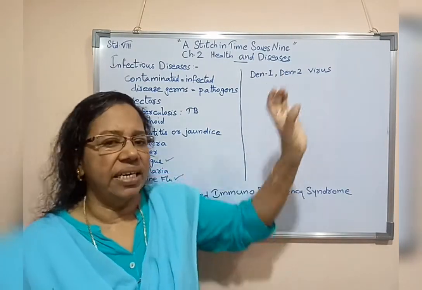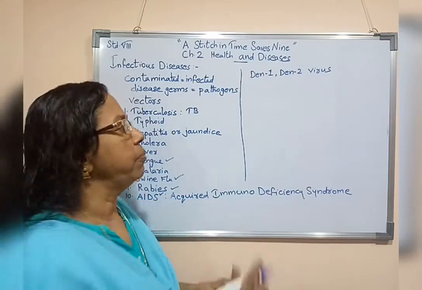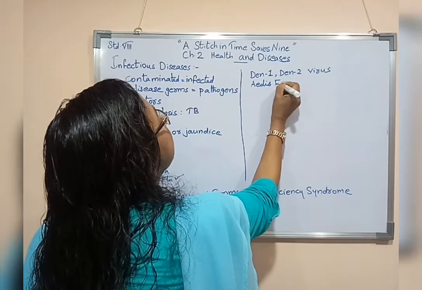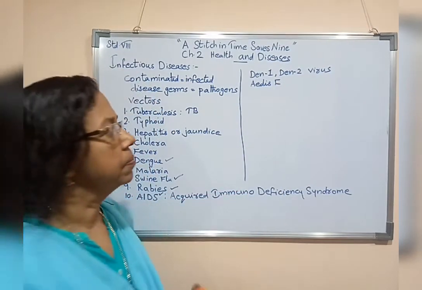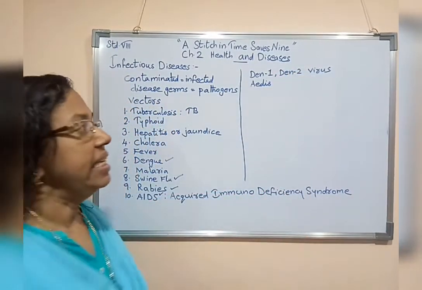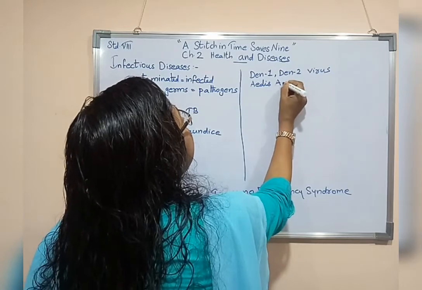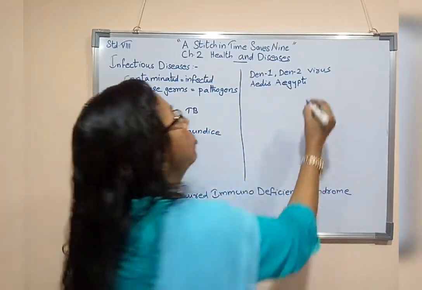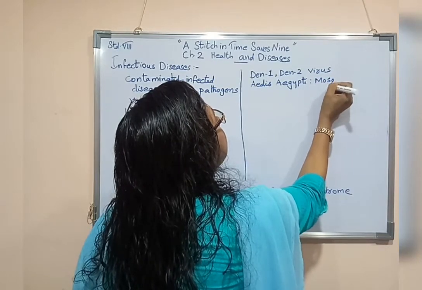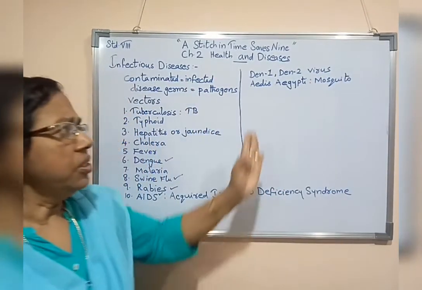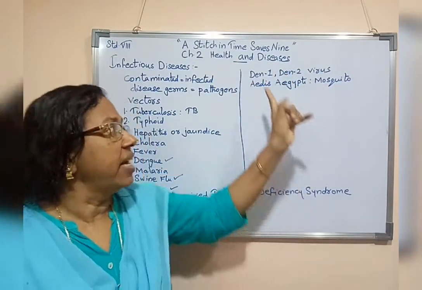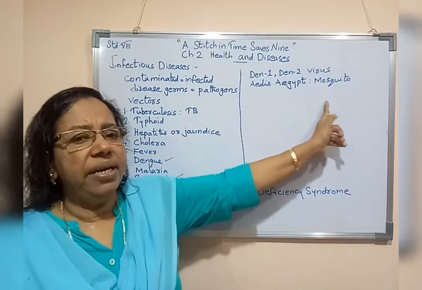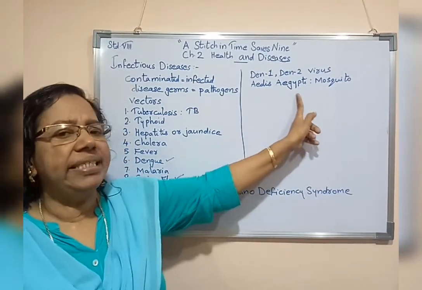Again, these viruses are carrying by a kind of mosquito. That mosquito is known as Aedes aegypti, its name. So we can say that it is a kind of mosquito. So dengue is causing by a kind of virus. That virus is known as Den1 and Den2 virus. Now these viruses are carrying by a mosquito. That mosquito is known as Aedes aegypti.